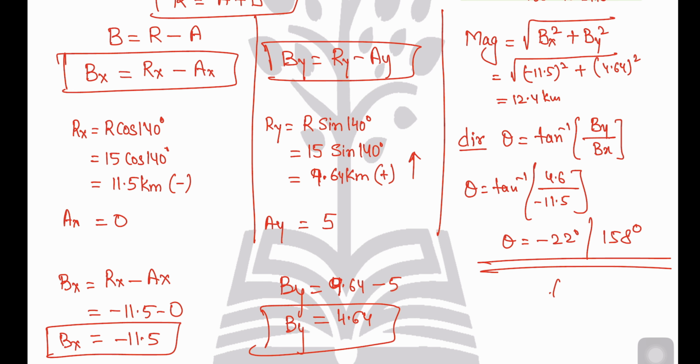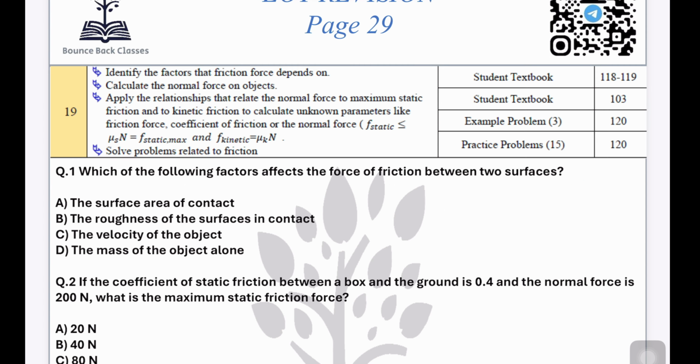Both are correct. Now this is the last question of your EOT, question number 19, and it's all about static friction and kinetic friction. We learned this at least 2 to 3 times. I told you that static friction is greater than kinetic friction. Mu s is greater than mu k, and the force of friction equation is mu times N, or mu times m times g.